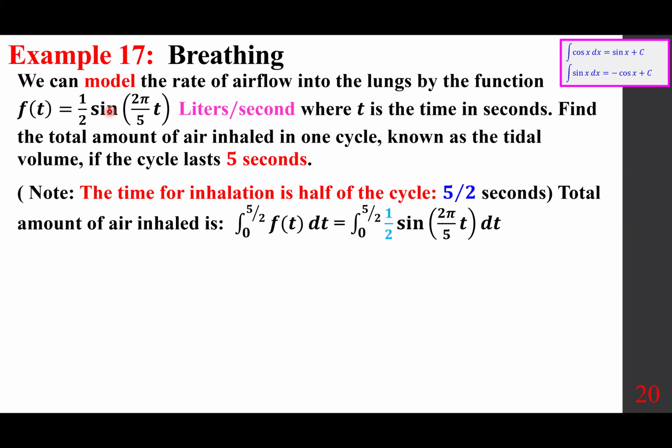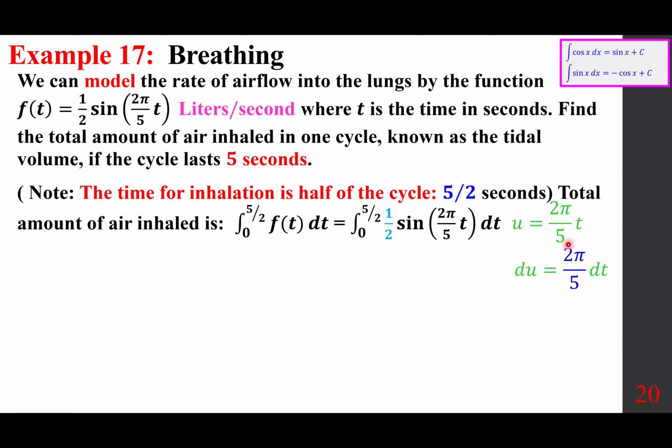And so we are going to integrate this, and we are going to use substitution, because it's sine of not t, but rather 2 pi over 5 t. So we let u be this expression, 2 pi over 5 t. As you know, if I differentiate, du dt is 2 pi over 5. So what is du? 2 pi over 5 dt.